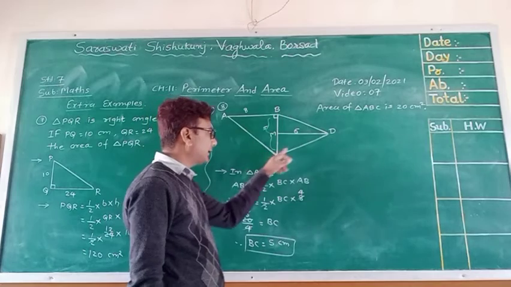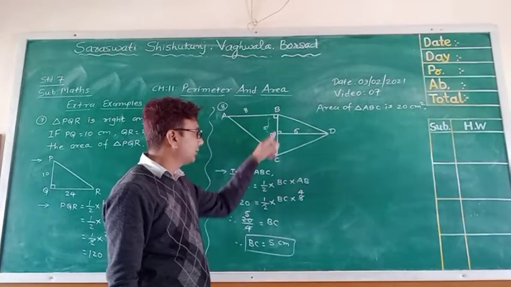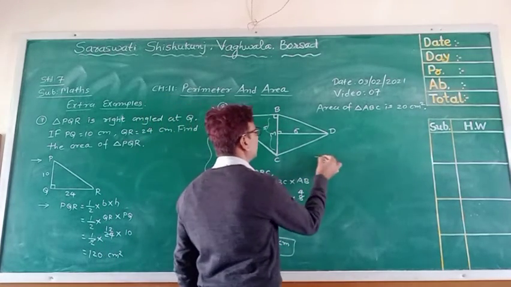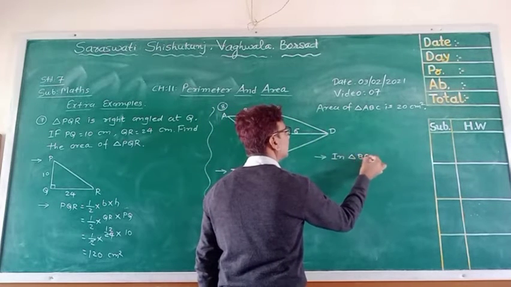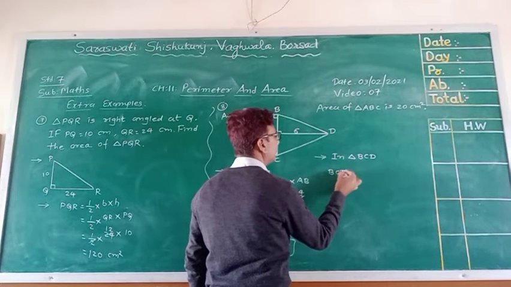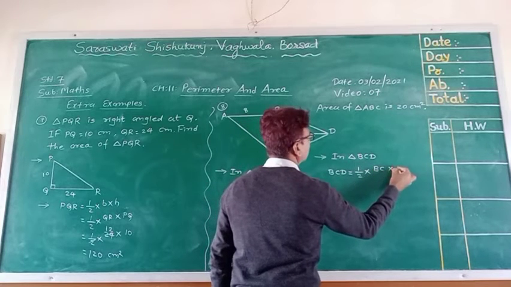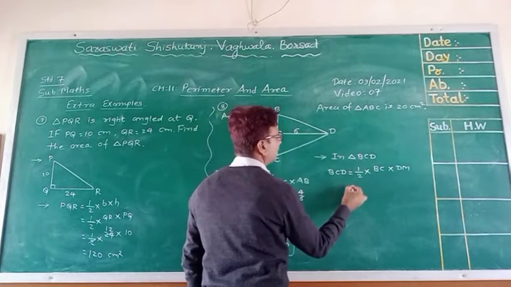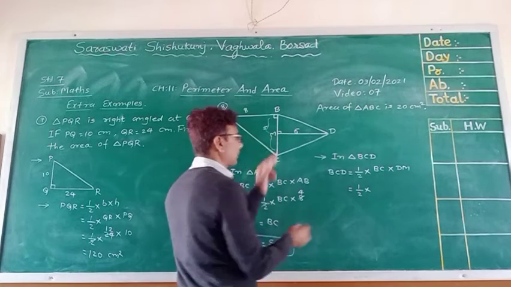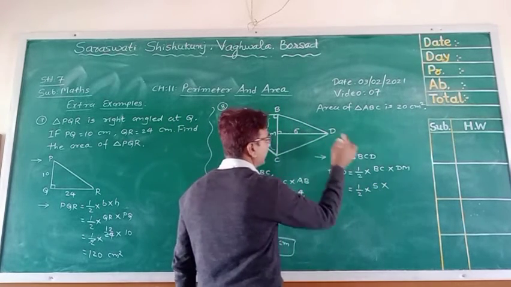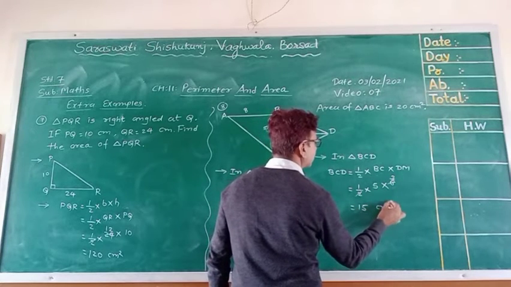Now easily I can find this area. Why? Because this is our base and this we will take as our altitude. So we can use this formula. In triangle BCD, area BCD equals 1/2. We take BC as base and DM is our altitude. So 1/2, BC base we already got is 5, and this DM is 6. 2 threes are 6, 5 threes are 15 centimeters square.